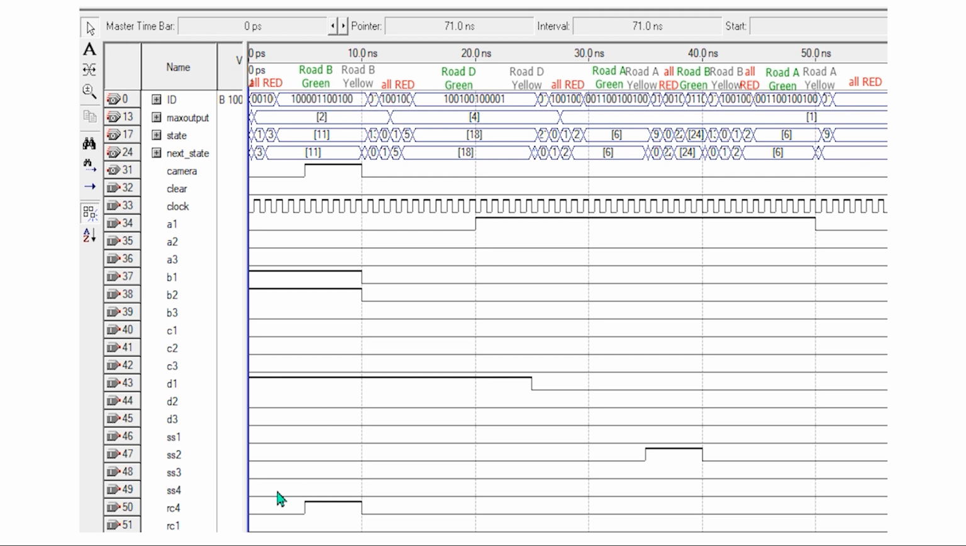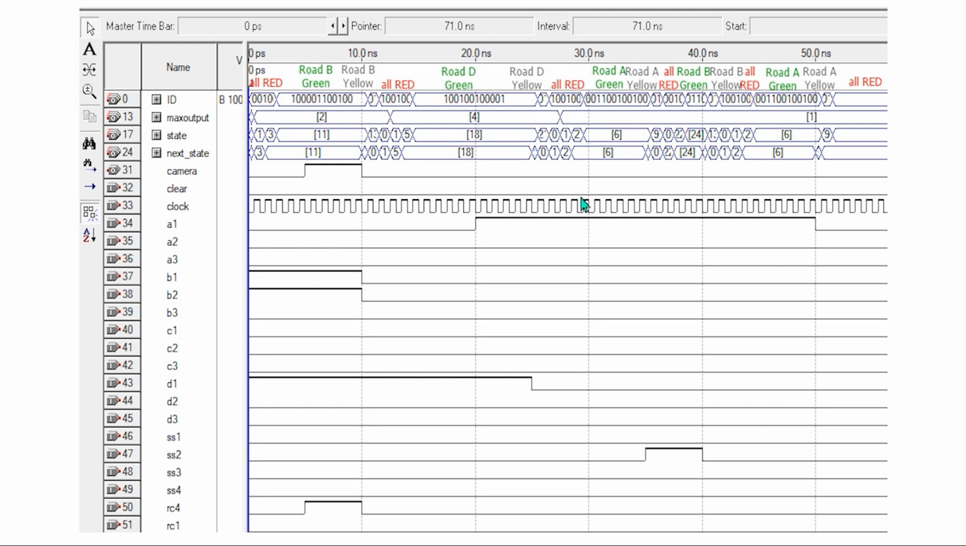And during this time, RC4 is activated, so someone in road D is trying to break the rule. So the camera module is turned on for that particular period. So after B1 and B2 switch off, and D1 is activated, our road D gets green signal till here, and then road D gets yellow, then red.